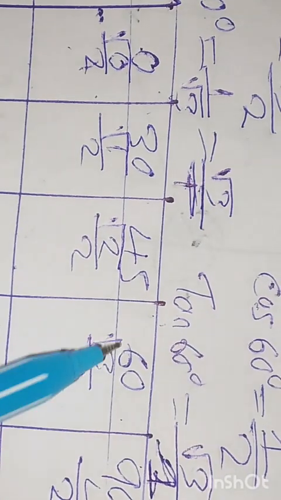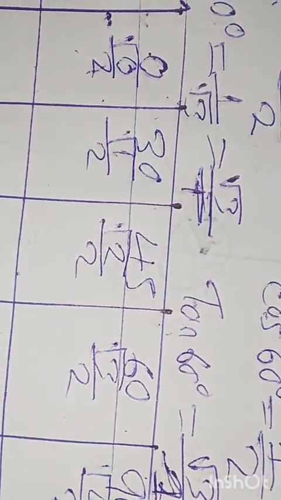So we will start with putting numbers. You start counting: 0, 1, 2, 3, 4. Then what will you do? Introduce a root everywhere. Root here, root here, root here, root here, and the root here.